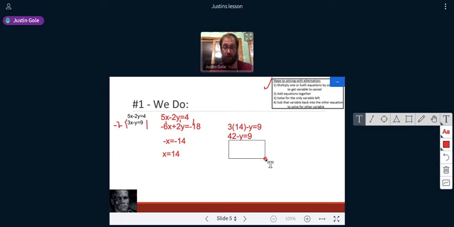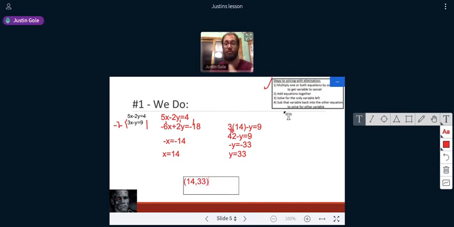I'm going to subtract 42 from both sides. Negative y equals negative 33. y equals 33. So x is 14. y is 33.